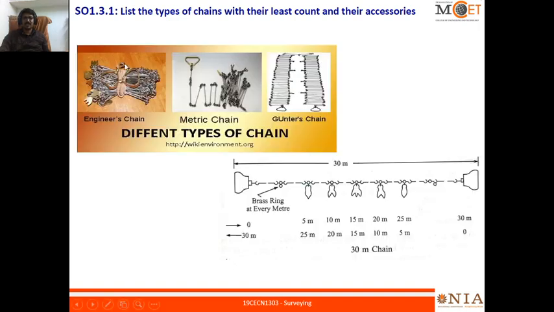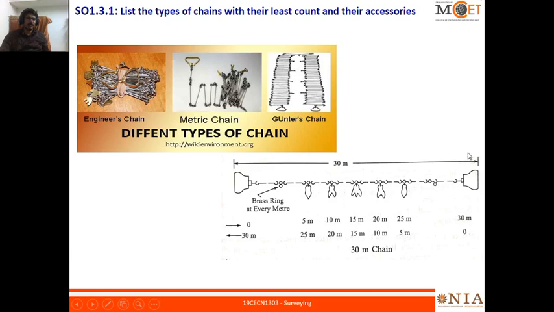So this is the engineer's chain, this is the metric chain, this is the Gunter's chain. Each has its own unit. In the metric chain, the center to center is 1 link. We said the least count is 20 centimeter. Similarly, in the engineer's chain, it is 1 foot. It is 0.66 feet each one, right?